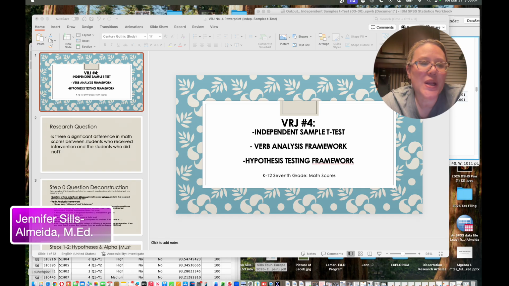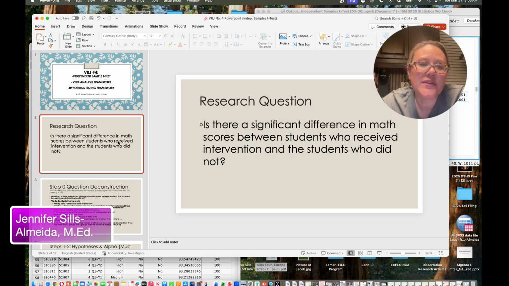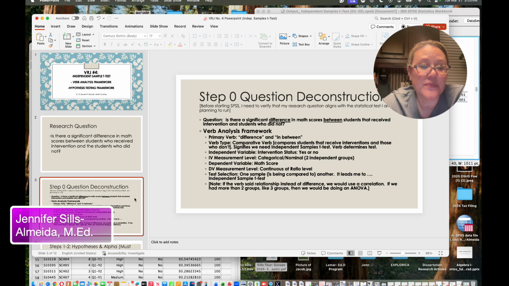For the research question I would like to pull up for us right here: is there a significant difference in math scores between students who received intervention and the students who did not? If we're looking at this, what we're trying to gauge is, does intervention help or does it not help? Right? Is there a significant difference? Not really what that significant difference is, but does one exist?